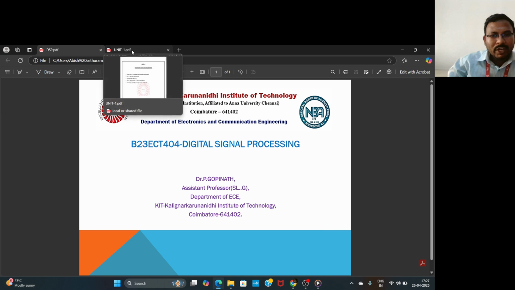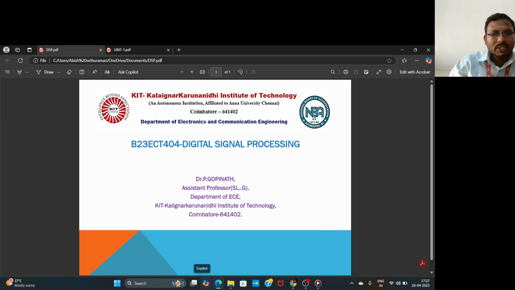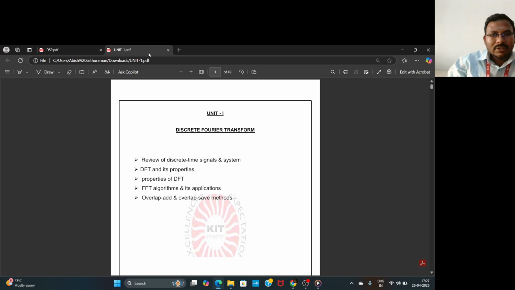So today we are going to see the topic B23 ECT 404 Digital Signal Processing. In this subject, the first unit is the discrete Fourier transform. This unit consists of a review of discrete time signals and systems, then the DFT and its properties, FFT algorithms and their applications, and the overlap add and overlap save methods.